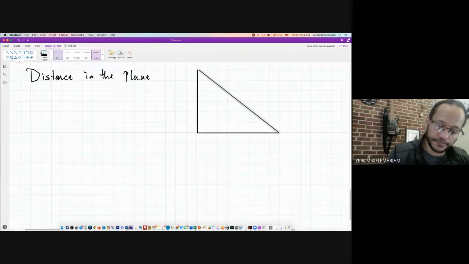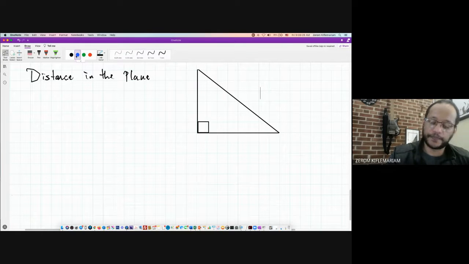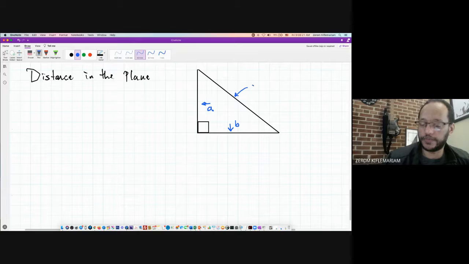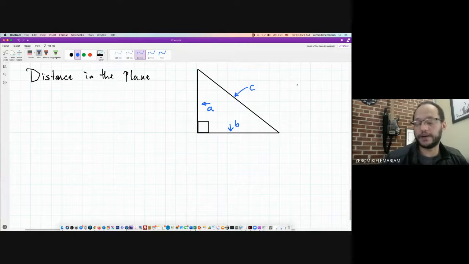Anybody remember this? This will be considered a right angle triangle. If it is a right angle triangle, we introduce the concept known as the Pythagorean theorem. We label one of the sides as A, one of the sides as B, but definitely the longer side will always be C. If you swap A and B it doesn't matter, but the longer side is always C. The Pythagorean theorem says A squared plus B squared is equal to C squared.